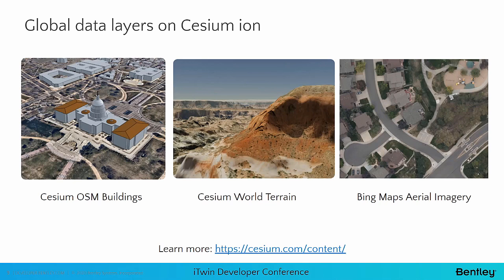And like I said, if you use Context Capture, this is the default terrain layer in the viewer. And finally, we have aerial imagery from Bing Maps, and there's also versions of this with street or city labels or just the roads.